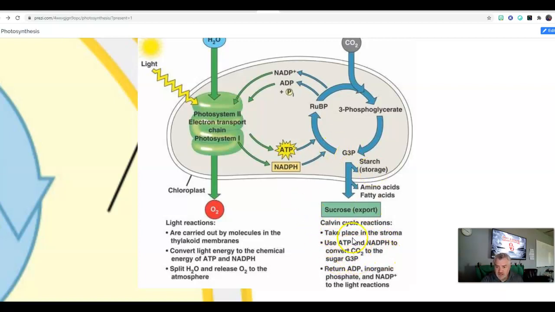We've discussed that. Then the ADP, because after the ATP loses a phosphate, it becomes ADP. And then the NADPH is going to lose an electron and become NADP+. These 2 are going to be sent back over to the light reaction to pick up an electron and to pick up another phosphate group and become ATP. So that is photosynthesis real quick.